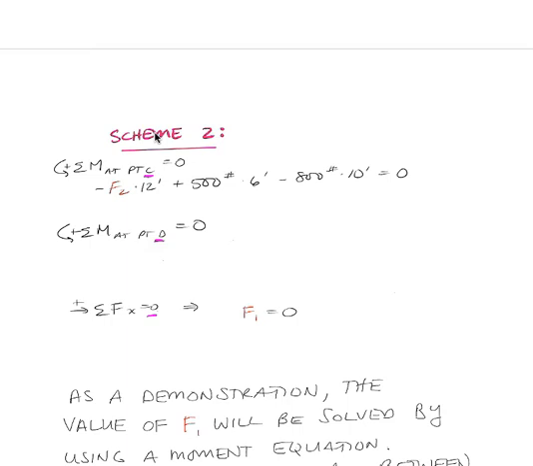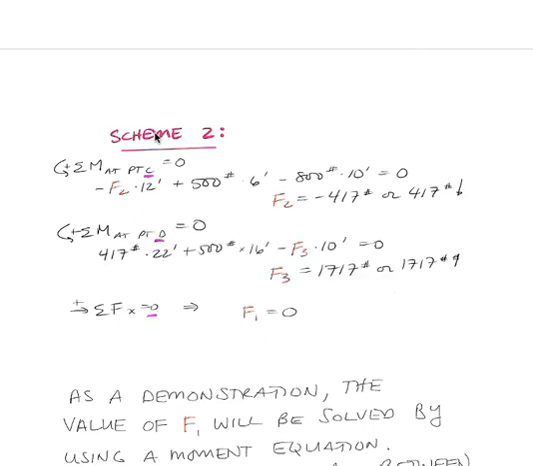There would be our answer, summing moments at point C as our first equation, ending up with F2 is equal to minus 417, or 417 pounds down. Summing moments at D, we end up with the exact same answer that we had for F3 in scheme 1. So it doesn't matter what order you do them. You have a bunch of different possibilities.